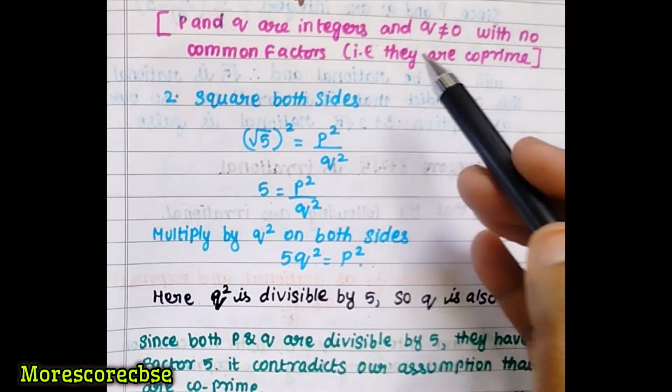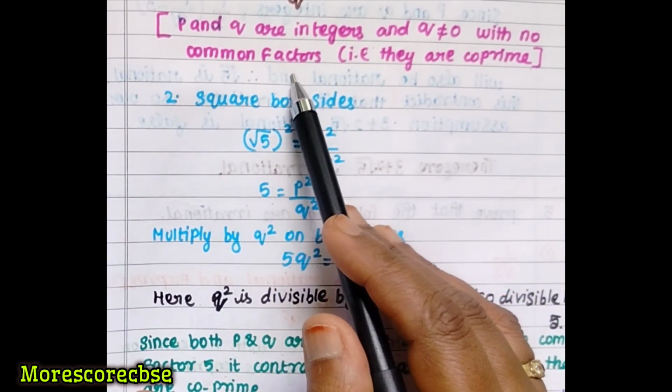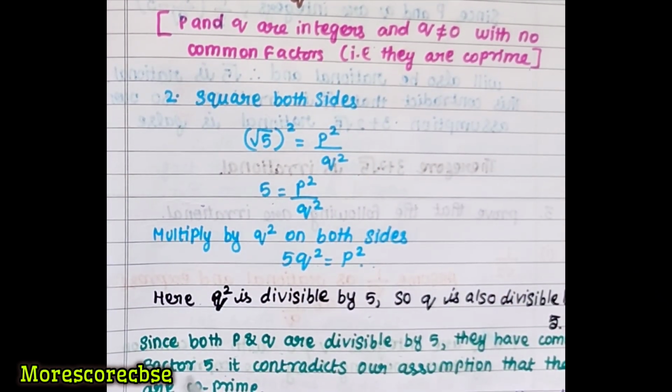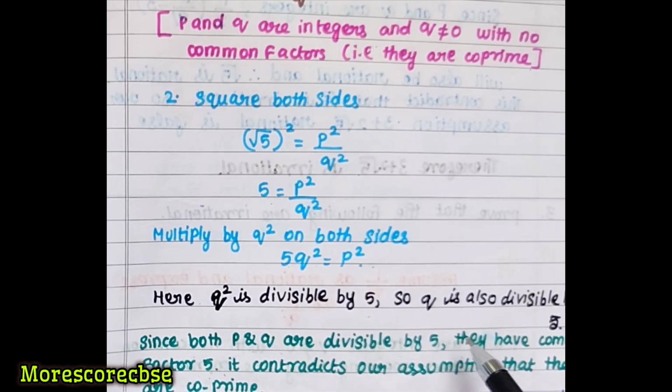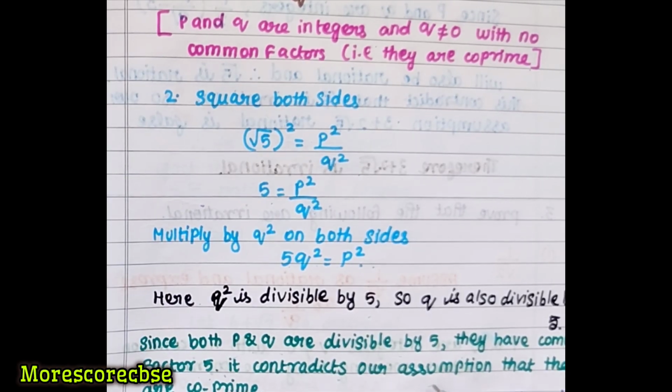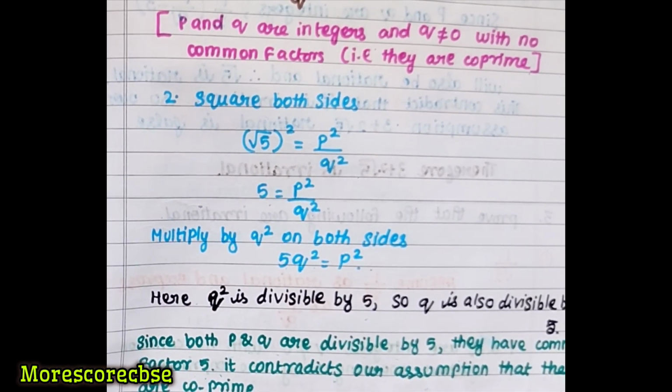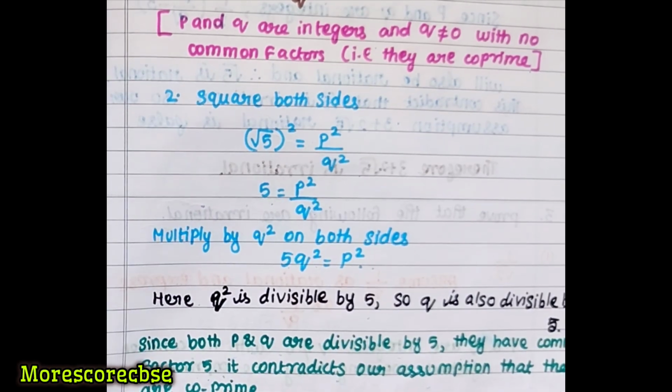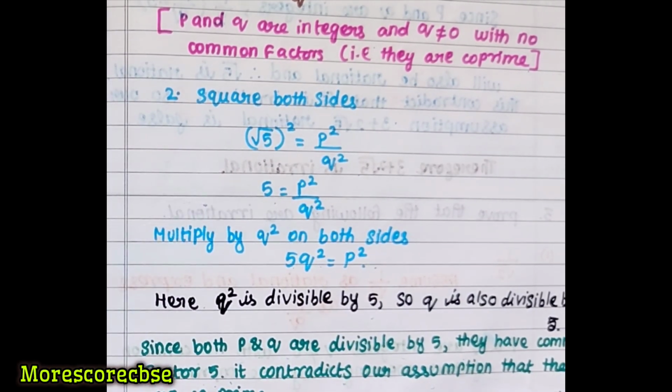But what we have assumed is that they do not have any common factors. Here they have the common factor 5. So this contradicts our assumption that they are co-prime. So hence our assumption that root 5 is a rational number is wrong. So root 5 is an irrational number.